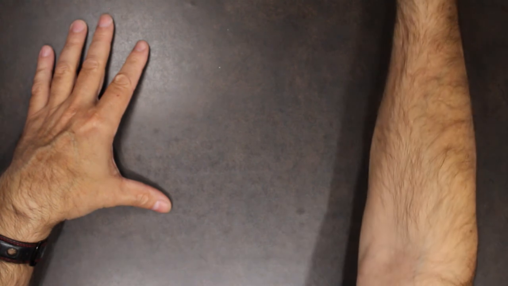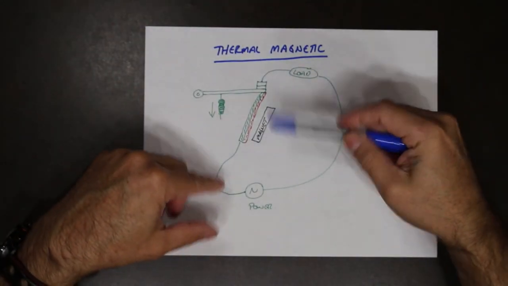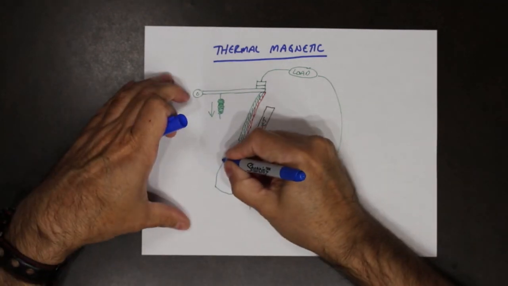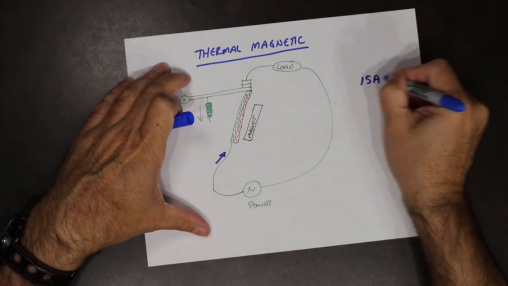The thermal magnetic is the same idea. Again, I have current flowing. Let's pretend again we've got 15 amps.